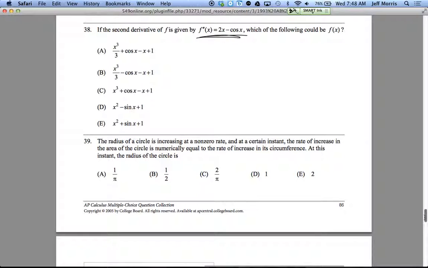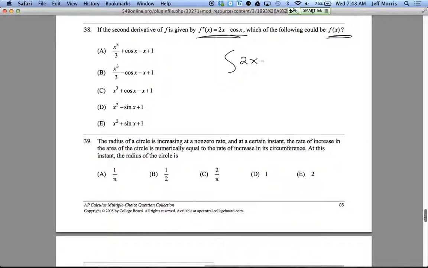If I have the second derivative and I want to know what f of x is, once I do the antiderivative of the second derivative to get to the first, you've got a what? Come on. You've got a what? Don't make me work for it. Okay, let me do it. Thank you. All right, so let's do it.